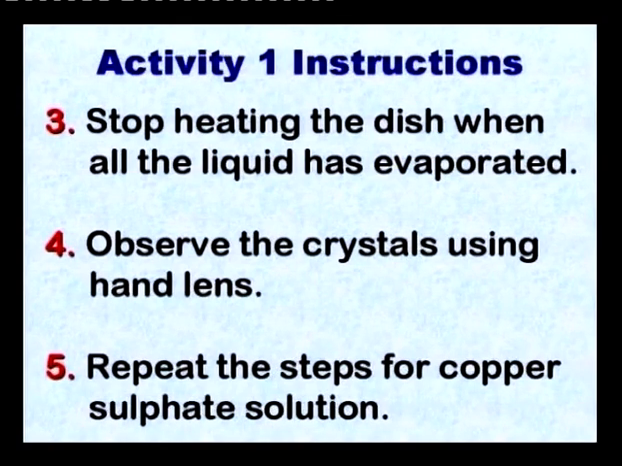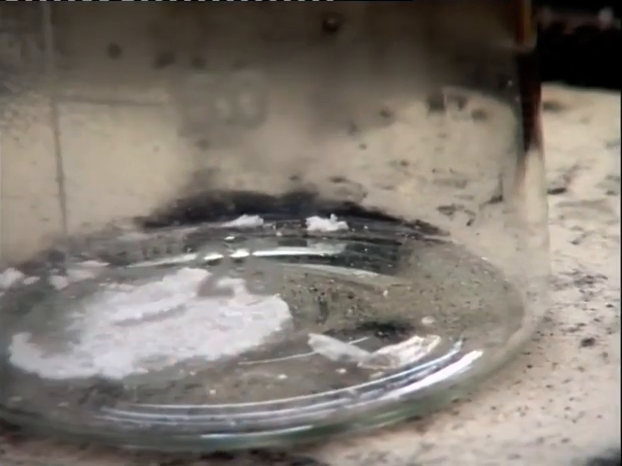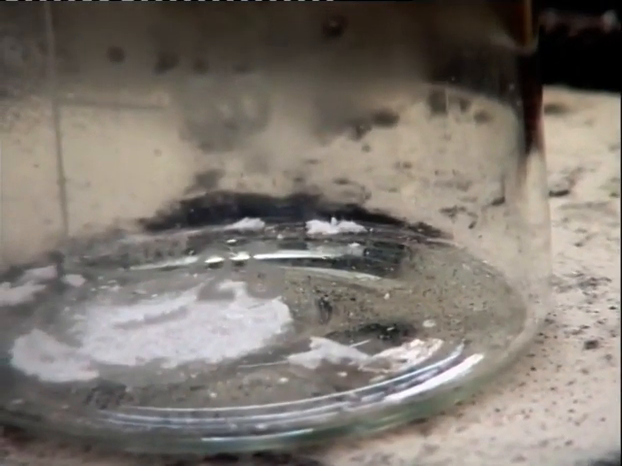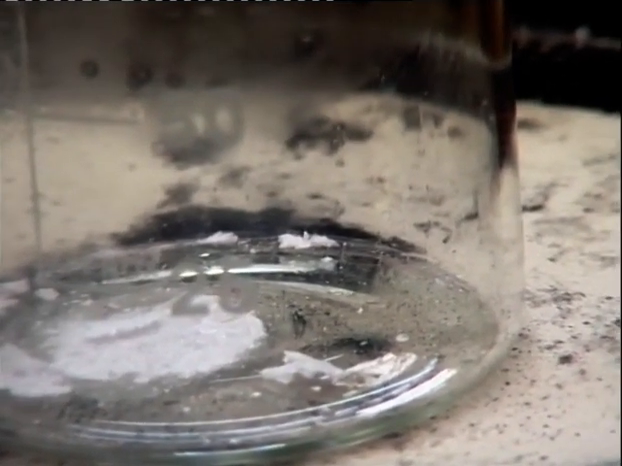Listen, use the cloth to remove the beaker, and every member of the group will have the chance of observing the crystals using the hand lens. Do not observe, you wait until it has evaporated. All right, pass the beaker around for everyone to have the chance of observing the crystal in there.